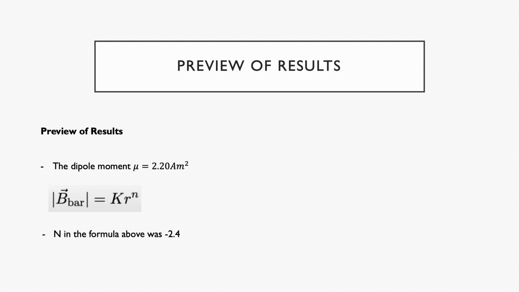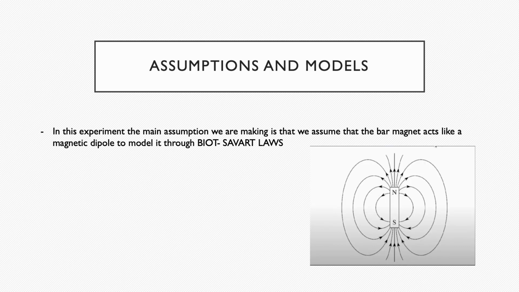Preview of results. So the dipole moment was found out to be 2.20, and the n in the formula was found out to be minus 2.4. So the assumptions in this experiment, the main assumption we're making is that the bar magnet acts like a magnetic dipole to model it through Biot laws.